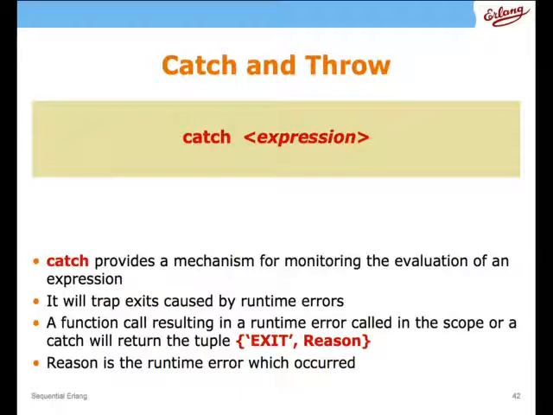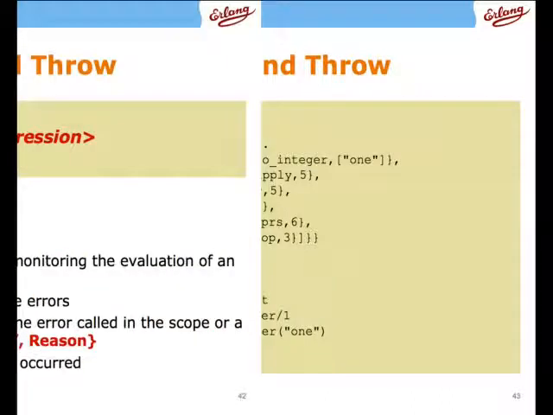Catch is applied to an expression, and what it will do is, as that expression is evaluated, it will trap any exits caused by runtime errors. And what will happen is that we will return the tuple, which consists of the exit atom together with a reason for the runtime error that has occurred. So catch turns what would be an exception in the shell, which would cause the shell to die, into a concrete value that is returned as a result of the catch. Let's take a look at an example.